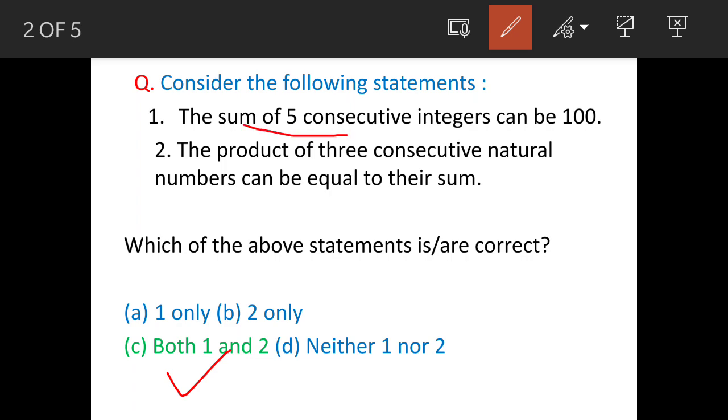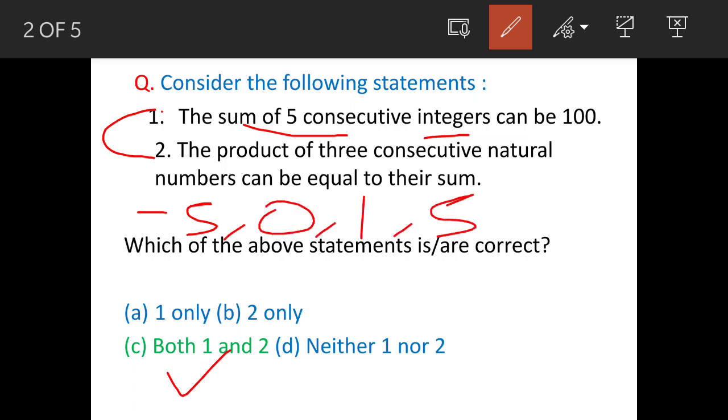Sum of 5 consecutive integers can be 100. Firstly, note that both the statements are not related to each other. Now, what are integers? Integers are basically whole numbers that can be positive, negative or 0, but not a fraction. Examples are -5, 0, 1, 5, etc.